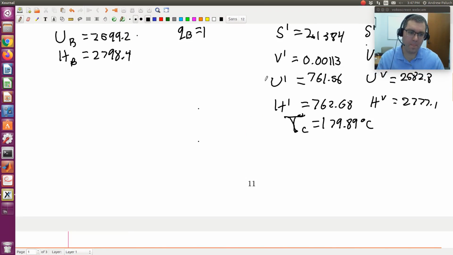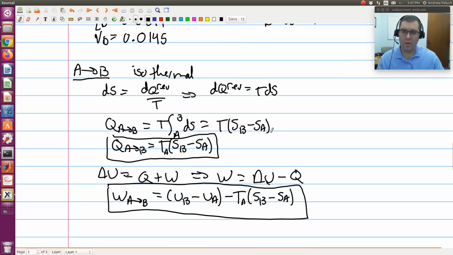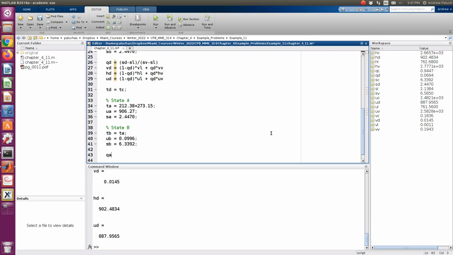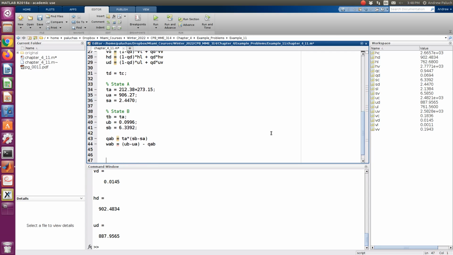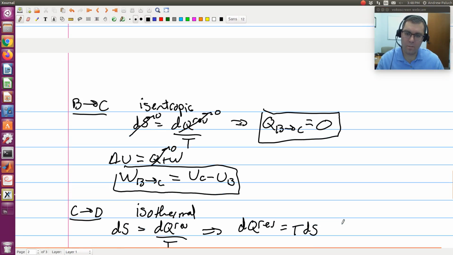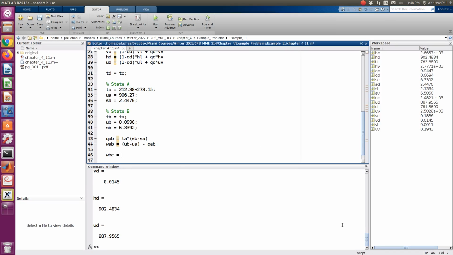All right. So let's get QAB, which is equal to TA times SB minus SA. WAB is equal to UB minus UA minus, let's use QAB since I just computed it. QBC is 0. WBC is equal to UC minus UB.